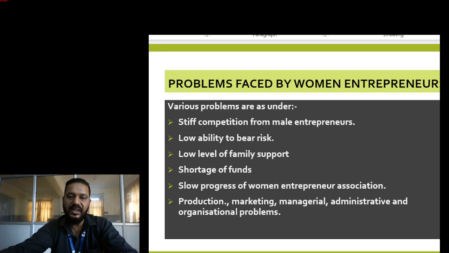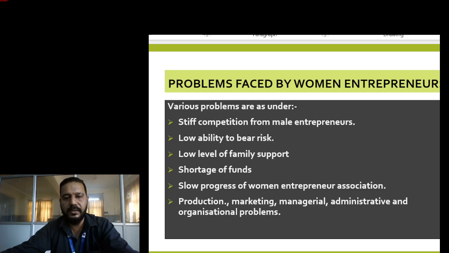Women avoid going out at night. Women avoid talking to males. This can be a risk for them. So there is a low ability to bear risk, but a male can move at any time, anywhere. This is the type of competition they face. Then the third point is low level of family support. Women get a low amount of support from the family also.